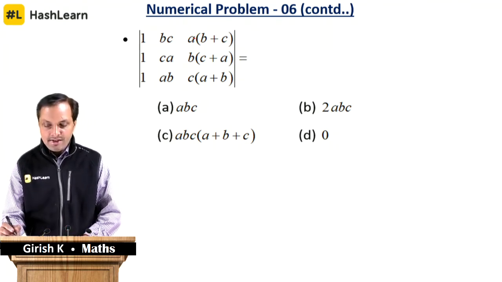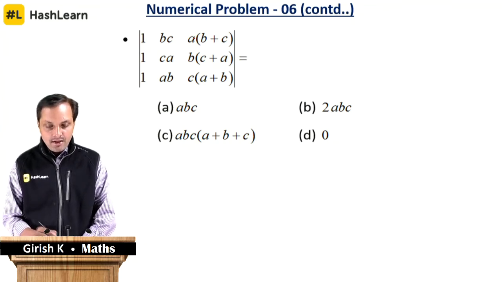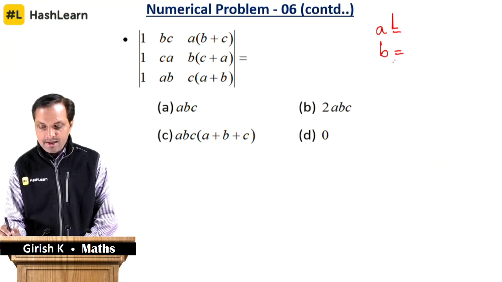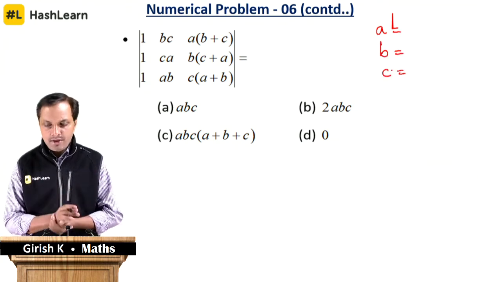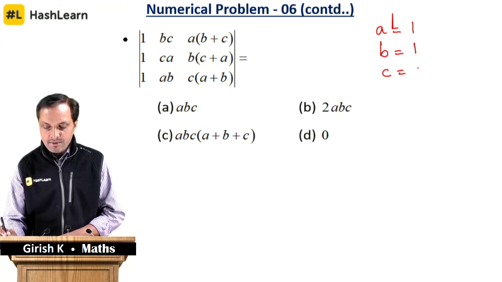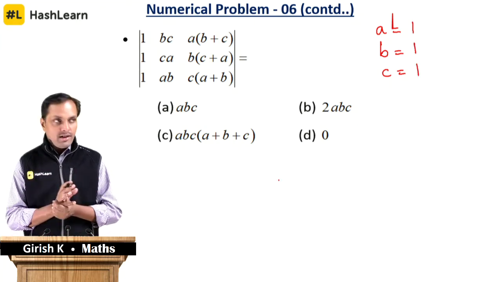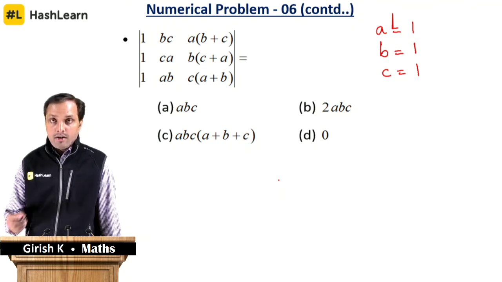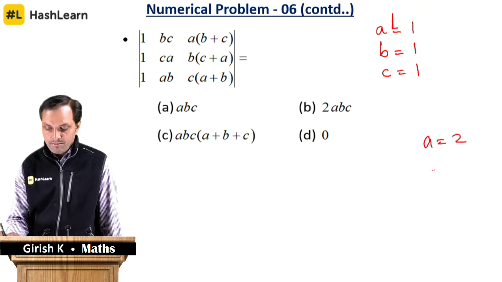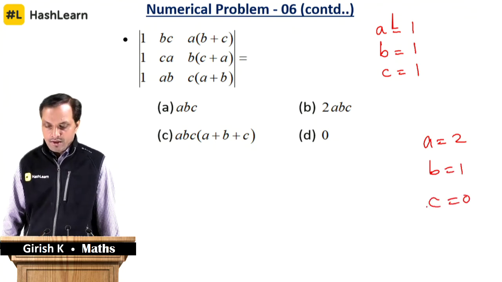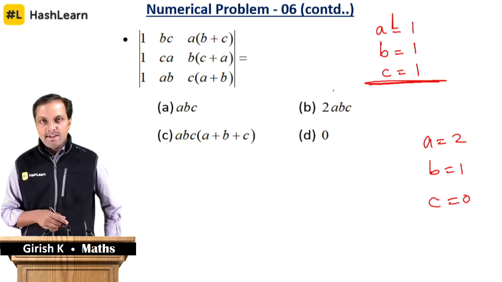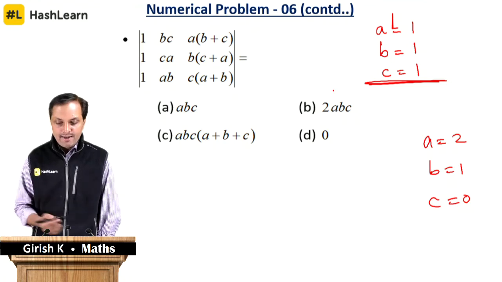Whenever you have problems in determinants, you can assume the values of A, B and C. You can assume whatever values you want. You can assume A as 1, B as 1, C as 1. So start with 1. A, B, C values as 1, 1, 1. Or you can assume A as 2, B as 1, C as 0. Once you assume, you have to take the same set of values and identify the options.